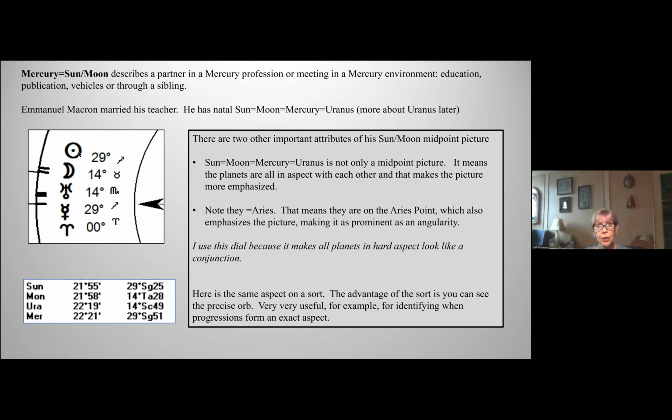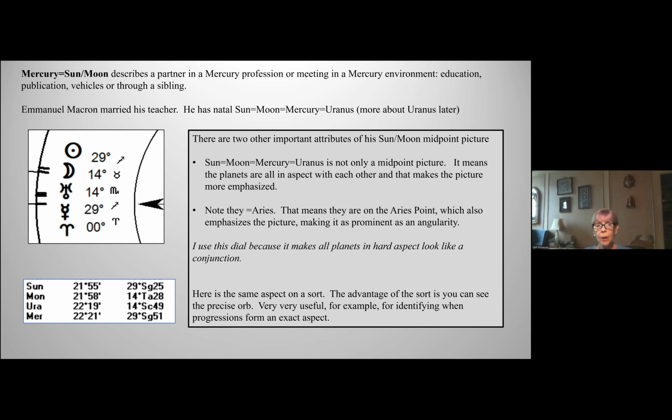Now, I want to make a point, actually, before we go any further. The most dynamic pictures are when the midpoints are also in exact aspect. And that's what's happening here. He doesn't only have Mercury on the Sun Moon Midpoint, he has Sun = Moon = Mercury = Uranus, and that makes it a much more dynamic aspect. So you'll notice that they all equal this Aries glyph, and that means they are on what's called the Aries point, and that emphasizes a picture.